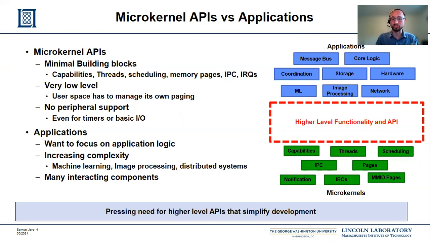In contrast, applications really want to focus on their application logic. They definitely don't want to deal with finicky things like memory management, paging, and writing their own device drivers. And also with the increasing complexity of the tasks these applications are designed to do, and the fact that we're seeing an increasing number of interacting components in these systems for things like machine learning, image processing, and these distributed coordination control algorithms, all of this really comes together to need some kind of high-level API to fill this gap and simplify development of these systems.